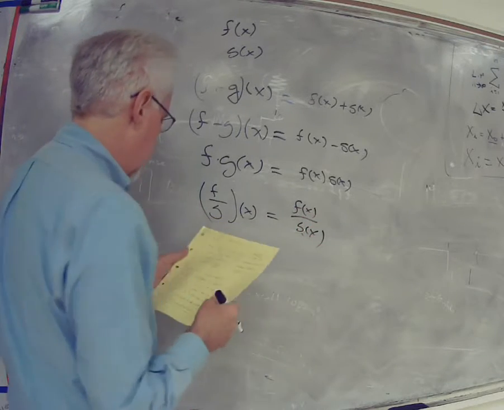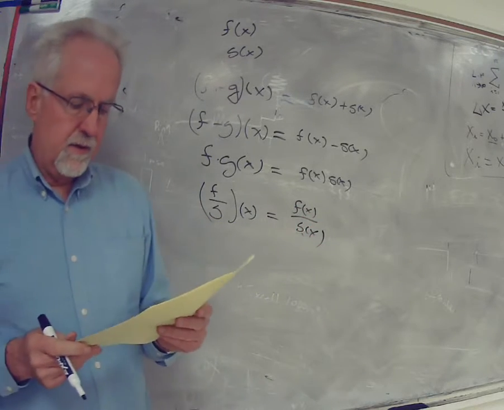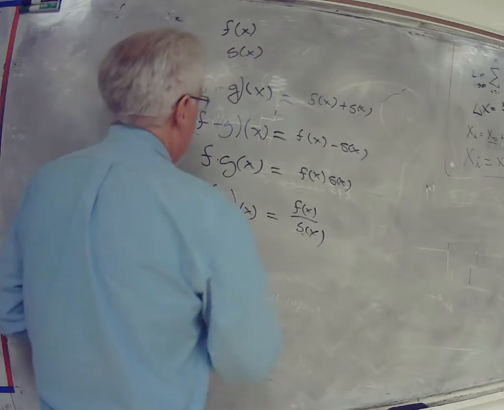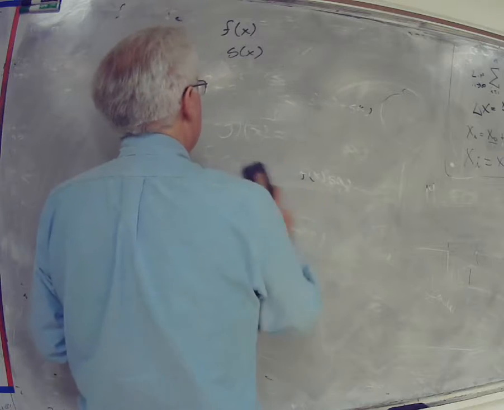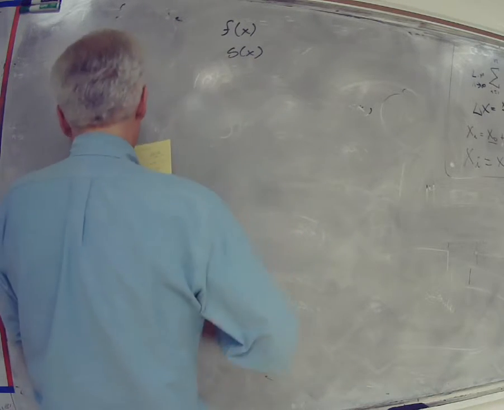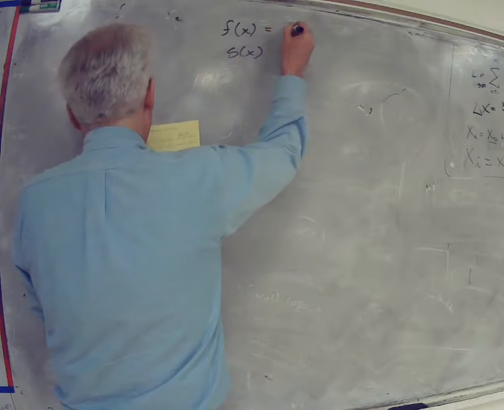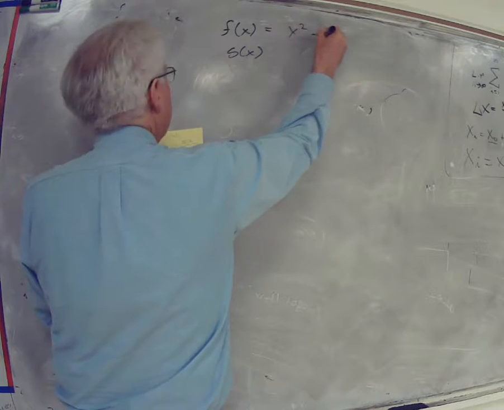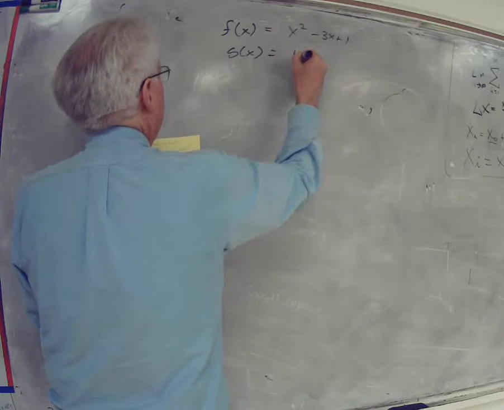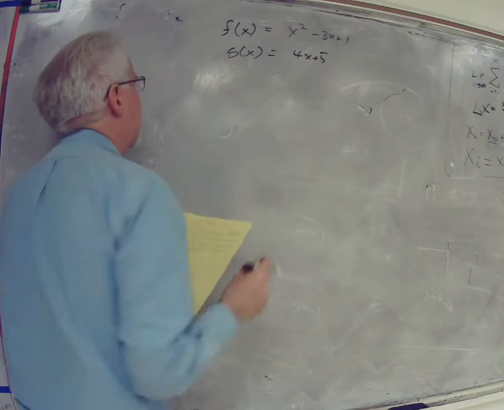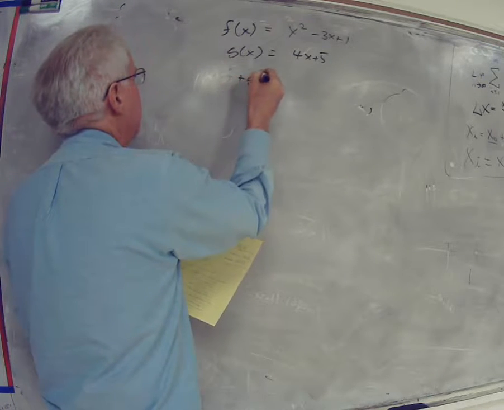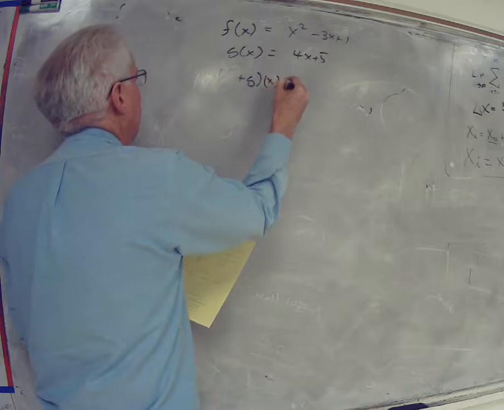Okay. So you can do those, and it's just going to come down to doing a little algebra, and it's algebra that you know how to do. So let's work some specific problems. What if I said f of x is equal to x squared minus 3x plus 1, and g of x is equal to 4x plus 5? What is f plus g of x?